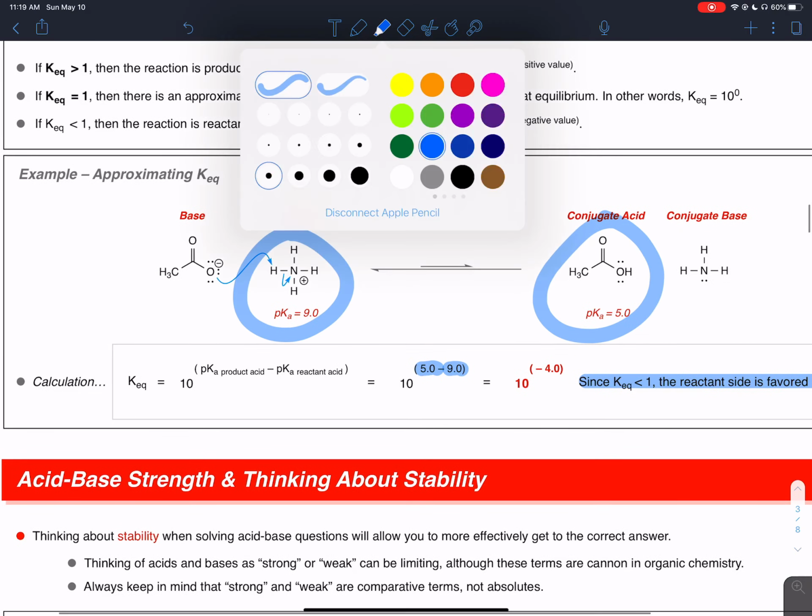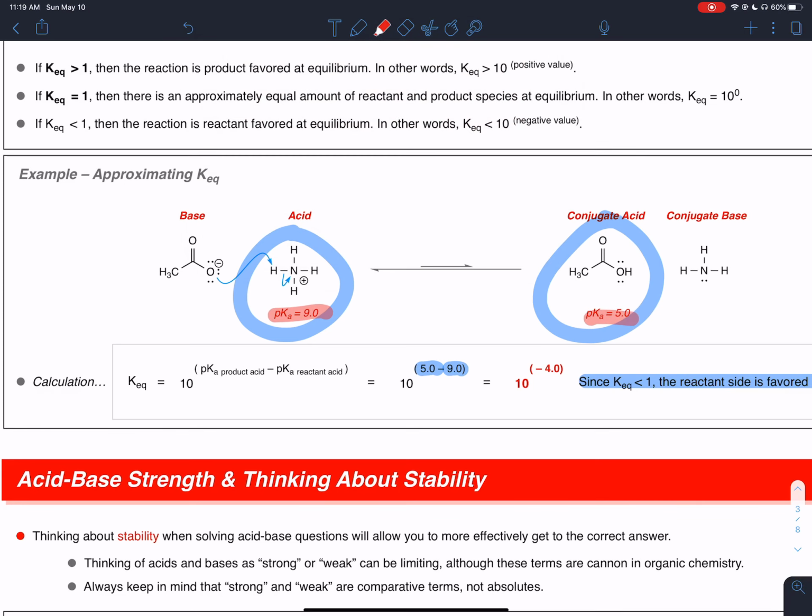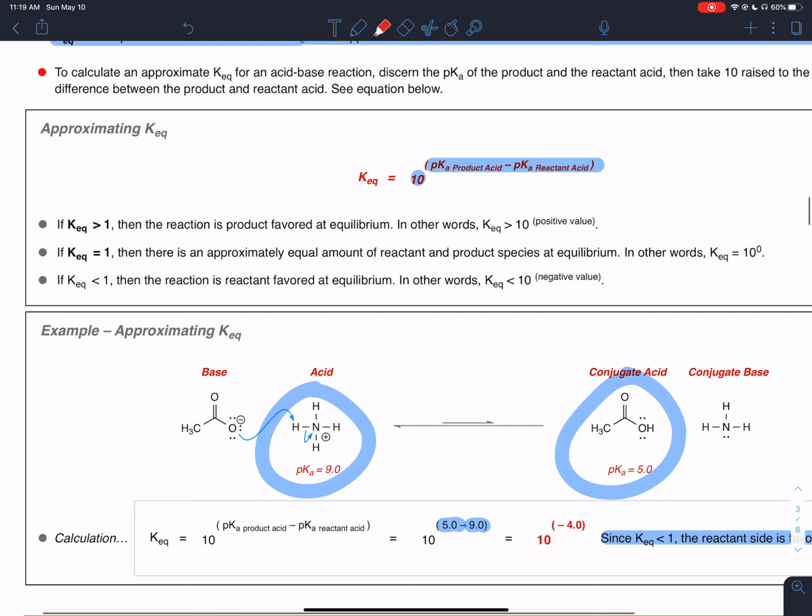And again, in our last video, we said you could just even look at the values and know straight up which side is favored. The side that's favored at equilibrium is the side with the higher pKa acid. Now, let's talk about KEQ and what that means in terms of values. So if KEQ is greater than 1, okay, that means you have 10 to a positive value, okay? If KEQ is greater than 1, then the reaction is product favored at equilibrium, okay? KEQ is 10 to a positive value, the reaction is product favored.